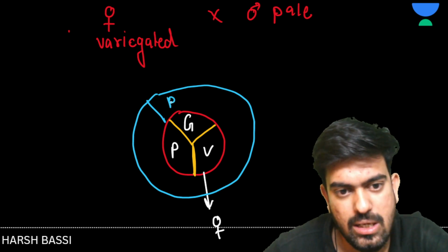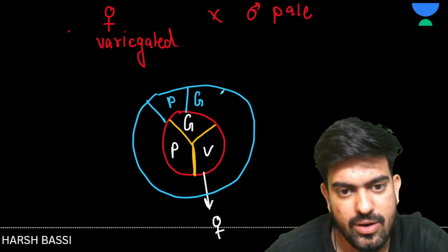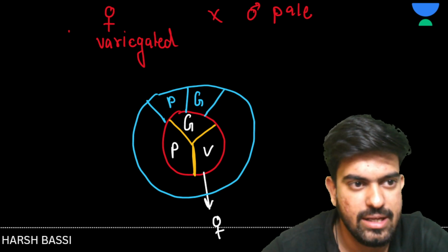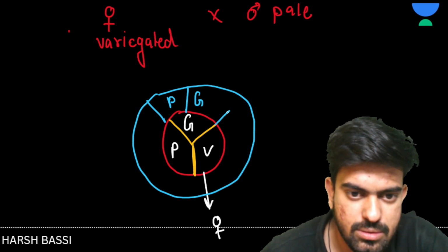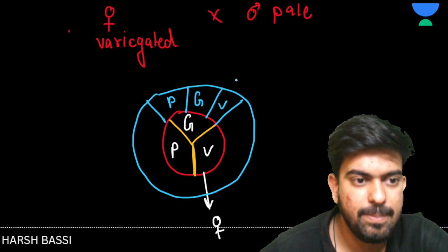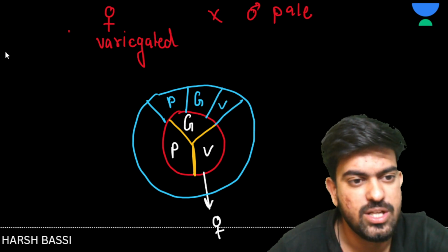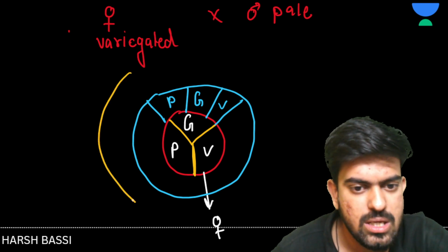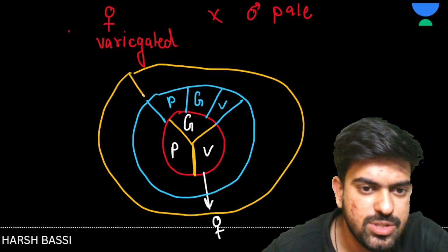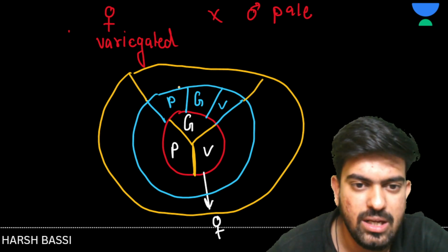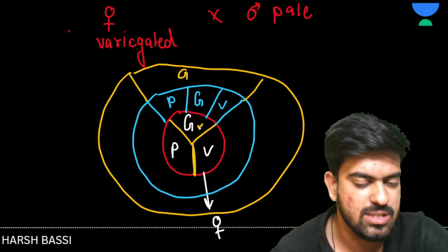It can be pale in color, it can be green in color, or it can be variegated. Yes or no? It can be variegated. Yes. But what will be the color of progeny? So whatever happens, the progeny will be green in color. Why? Because the female is green.